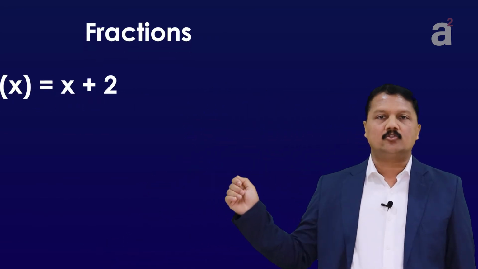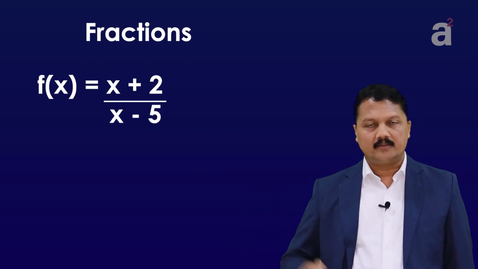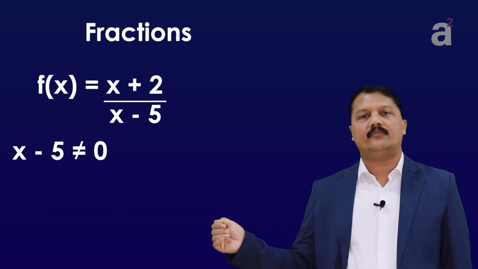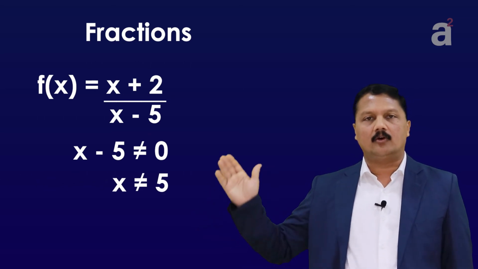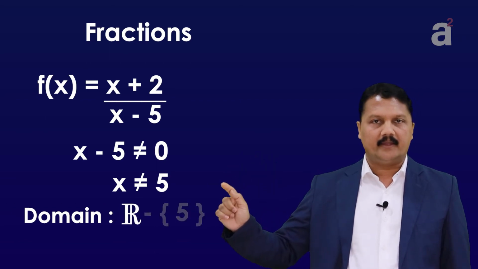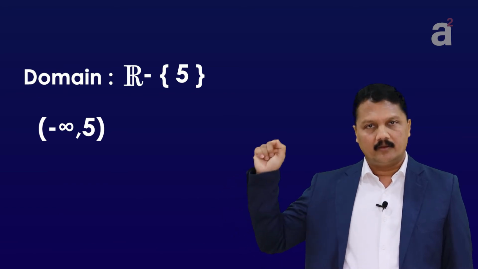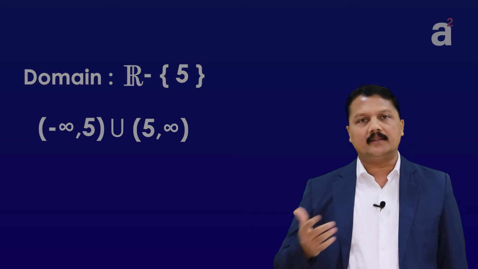Take other examples for rational expressions like fractions. X plus 2 by x minus 5. What's the limitation? The denominator cannot be 0. That means x minus 5 cannot be equal to 0. That means x cannot be equal to 5. So your domain is R minus set of 5. Or it could be minus infinity to 5, union 5 till infinity.